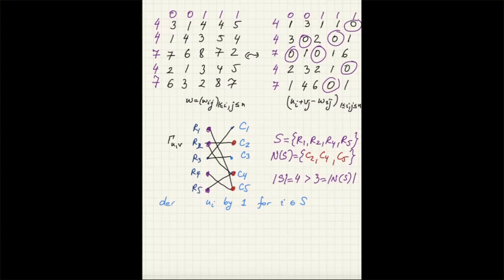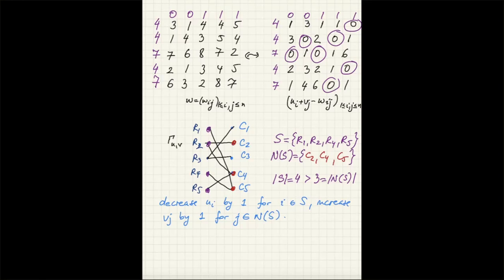So we decrease U_i by 1 for i in S, and we increase V_j by 1 for j in the neighborhood of S. Okay, so let me do this over here on this picture on the left.